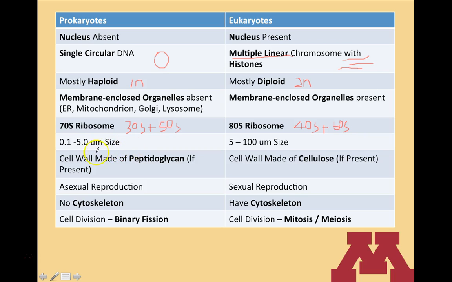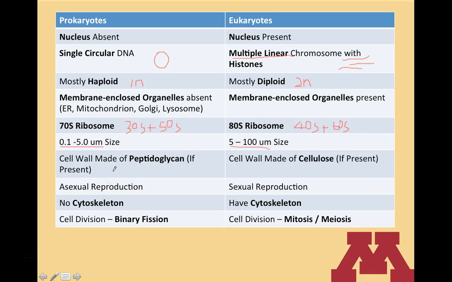Prokaryotes usually range from 0.1 to 5 micrometers in size, and eukaryotes, on the other hand, usually range from 5 to 100 micrometers in size.